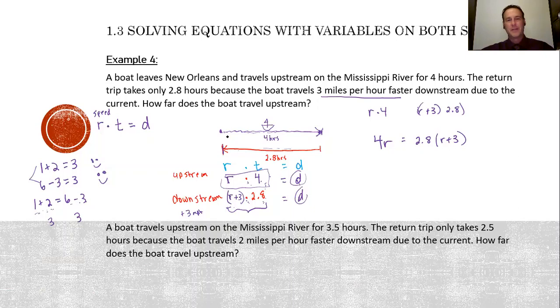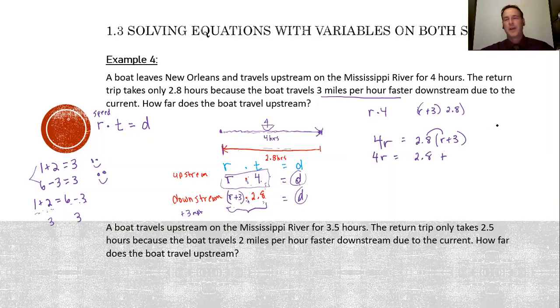I know that the distance going up for 4 hours was the same as the distance going back for 2.8 hours, okay? Because whatever you're doing upstream, they had to turn around and come back to the same dock going downstream. So that's why we set these two equal to each other. But again, I cleaned it up. I put the 4 out front of the r. I put the 2.8 out in front of the r plus 3, and I'm going to distribute.